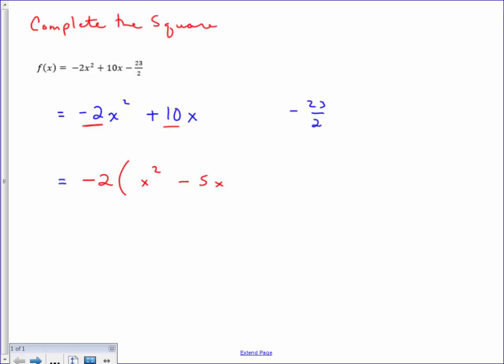Now, when you do this, I still want you to leave some space here so that you're able later to add an additional value to the x squared and the x term. Keep the -23/2 out to the side. Okay, from here we need to do our scratch work.